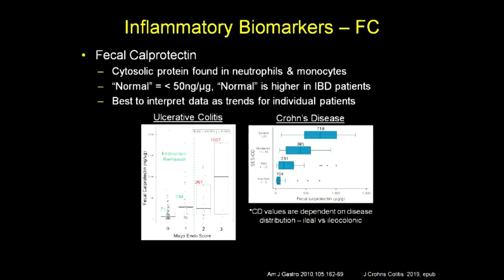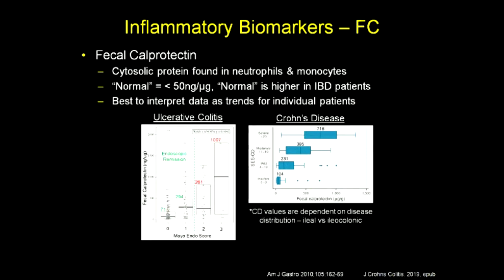This is a cytosolic protein found in neutrophils and gets released in active inflammation in the colon. And as you order these, I know the normal is less than 50, but "normal" is higher in IBD patients. These are two graphs. One's ulcerative colitis, one's Crohn's disease. Across the bottom is endoscopic severity: 0 is normal in ulcerative colitis, 3 is very severe. The same is true in Crohn's.